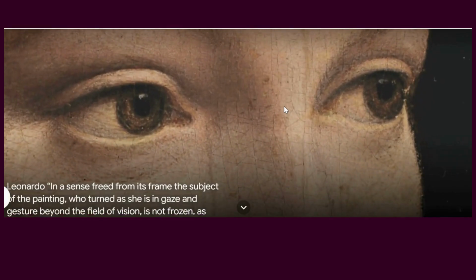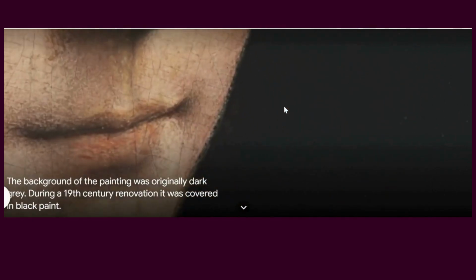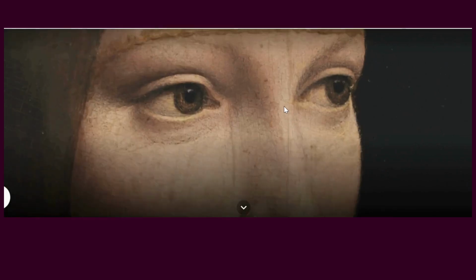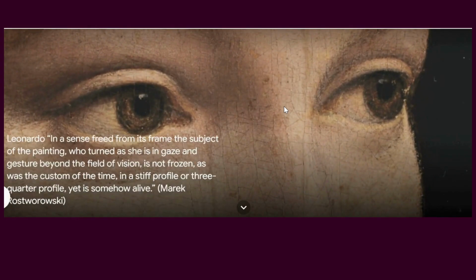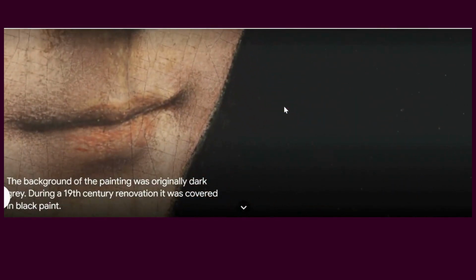It was also one of just 4 portraits of women that Leonardo created in his lifetime, along with the Mona Lisa, Ginevra de' Benci and La Belle Ferronnière, or Portrait of an Unknown Woman. Leonardo in a sense freed the subject of the painting from its frame. Turned in gaze and gesture beyond the field of vision, she is not frozen, as was the custom of the time, in a stiff profile or 3/4 profile, yet is somehow alive.